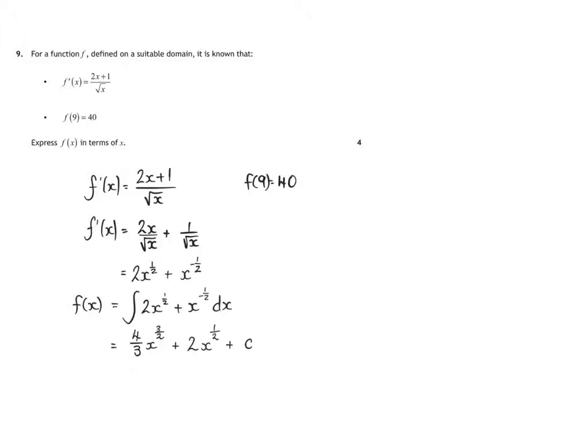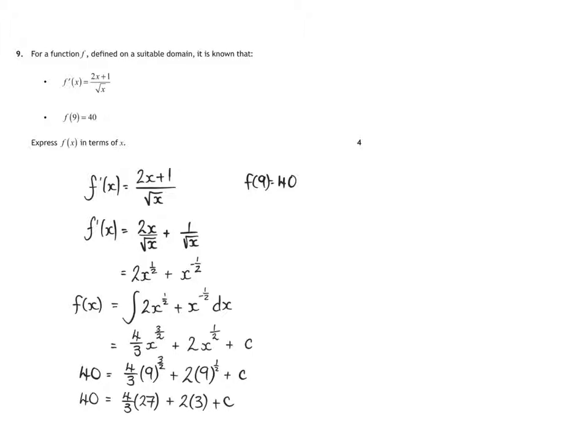So then we know that f of 9 is 40, so we know that 40 is going to be equal to 4/3 of 9 to the power of 3 over 2 plus 2 times 9 to the power of a half plus c. So we get 40 is equal to, that is the square root and then cubed, so we have 4/3 of 27 plus 2 times 3 plus c.